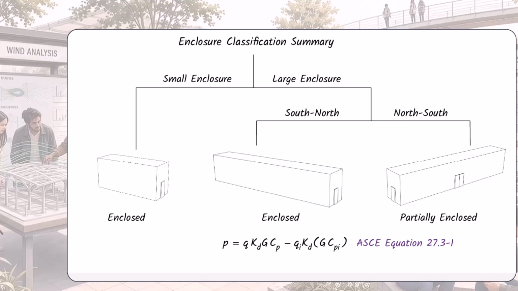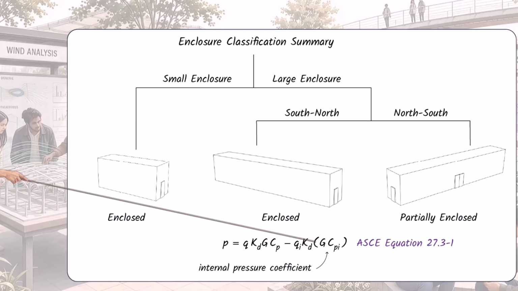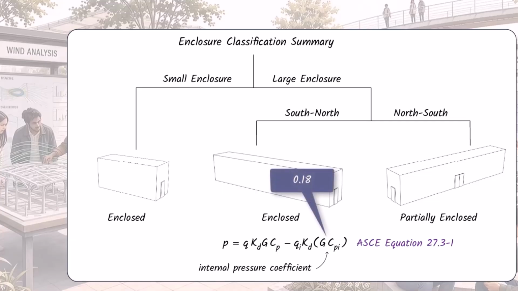It directly affects the wind pressure equation, equation 27.3-1. In this equation, the internal pressure coefficient, GCPI, depends on whether the building is considered enclosed or partially enclosed. For enclosed buildings, internal pressures are relatively small, but for partially enclosed buildings, large openings allow wind to build up significant pressure inside, resulting in much higher internal pressure values. This difference has a major impact on the net wind pressures acting on the frame, which is why getting the enclosure classification correct is so important.